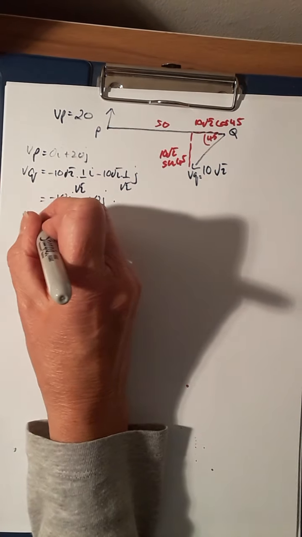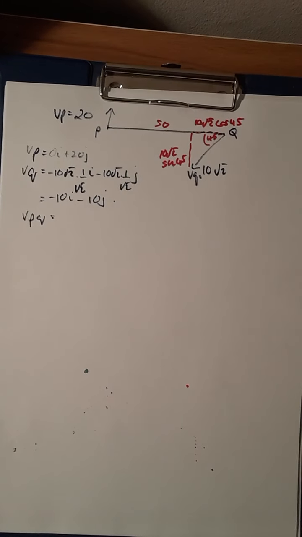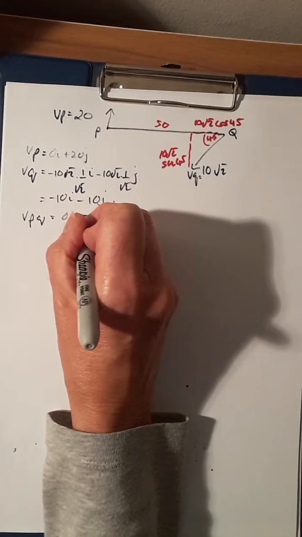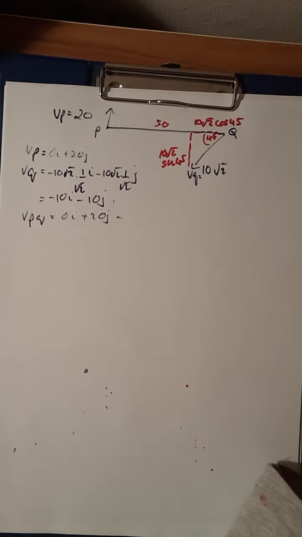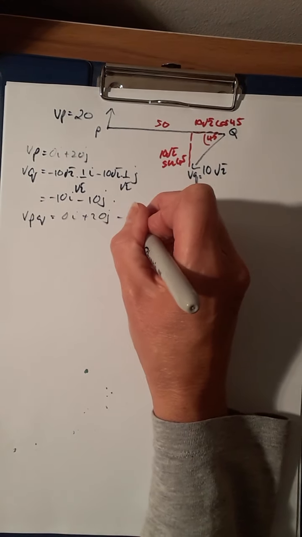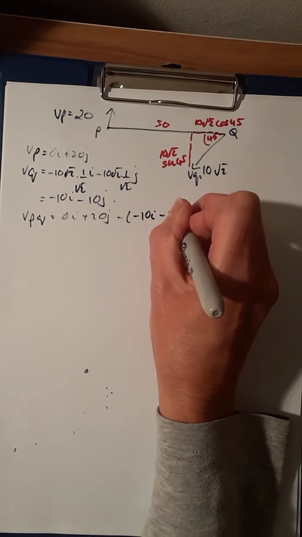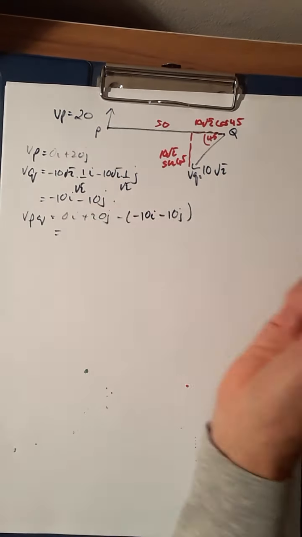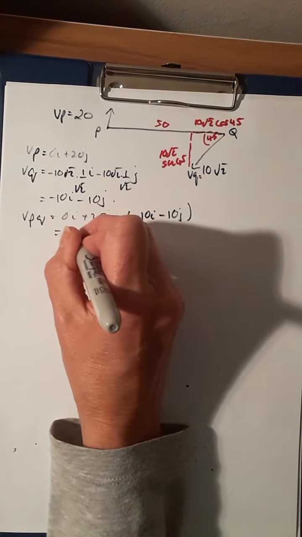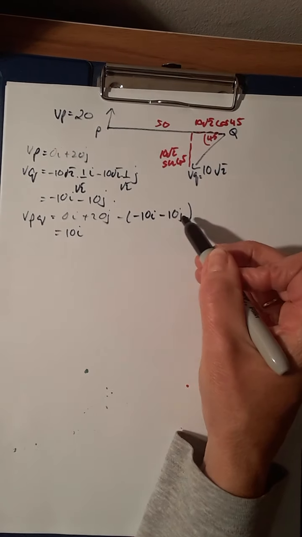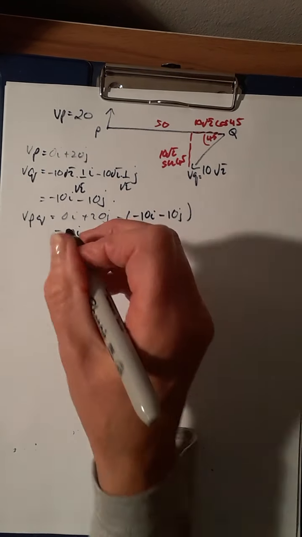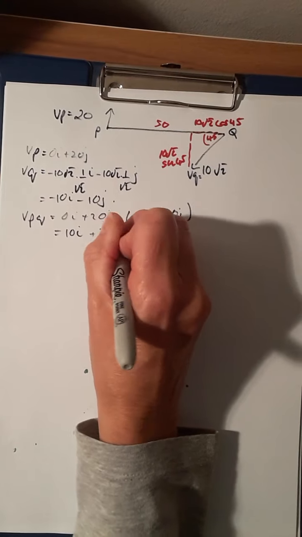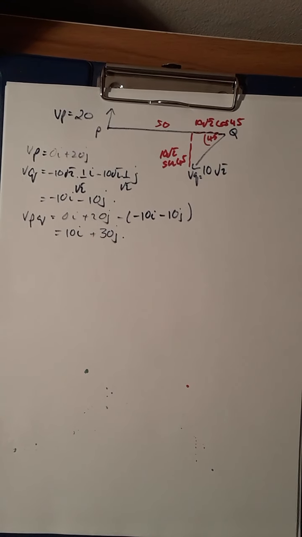Now the VPQ is the third part. Find the velocity of P relative to Q. So I'm going to say 0I plus 20J minus the VQ, which is minus 10I minus 10J. So that's going to give me 10I, positive I, and 20J plus 10J, that will become plus 30J. Okay, so that's my VPQ. Now, find the shortest distance between P and Q in subsequent motion.